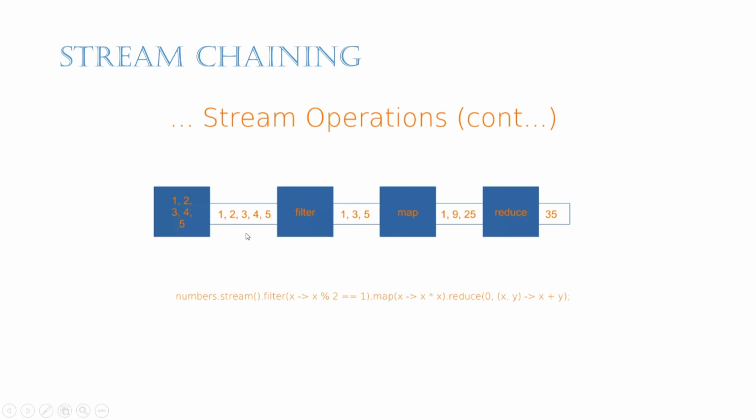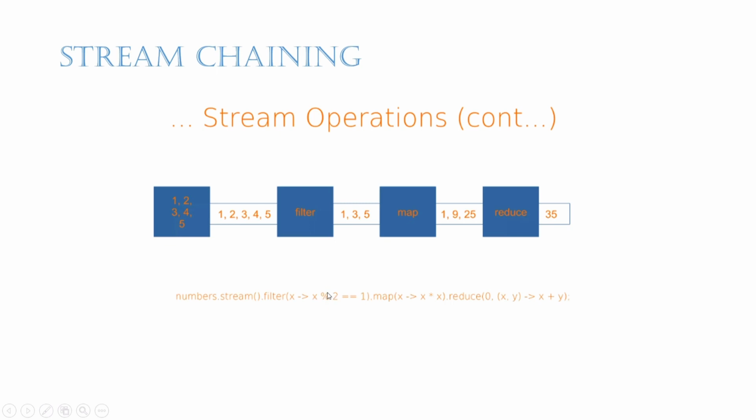Here is one more thing you need to understand: all the intermediate operations internally use internal iterators. Here we have an array of numbers in some random order, and we convert it into a sequence of numbers with the help of Arrays.stream. Now the filter: each number gets iterated with the help of the internal iterator. First 1 comes, then 2, then 3, and as part of the filter we are validating whether x modulo 2 is equal to 2.